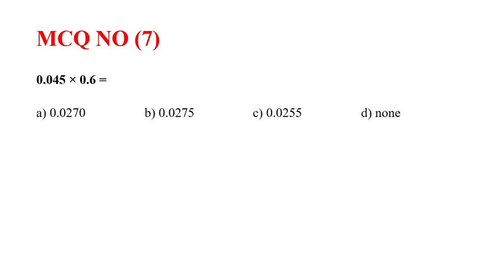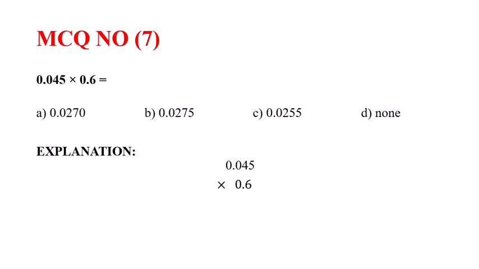MCQ number 7. 0.045 multiply 0.6. The required options are A 0.0270, B 0.0275, C 0.0255 and D is none, means nothing of them.